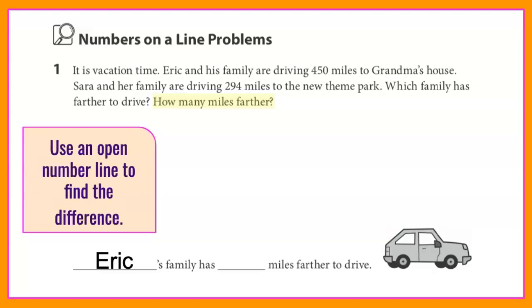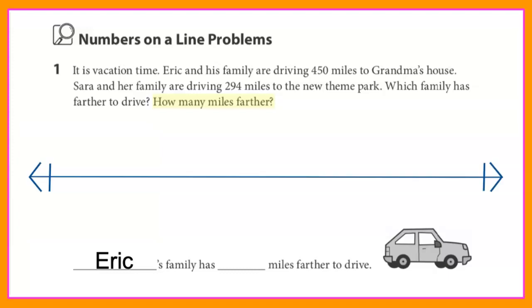So now I'm going to start to use my open number line to find that difference. I'm going to draw my number line just to get started. And I know that I'm going to have a start point and an ending point. And because of the information in the problem, I know that I'm going to start at 294 because that's my smaller number. I'm going to end at 450.